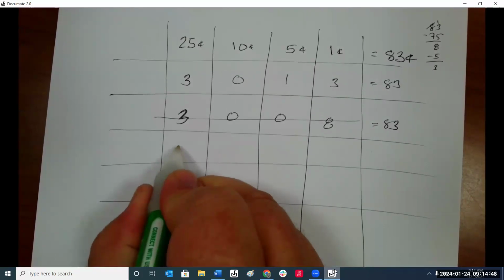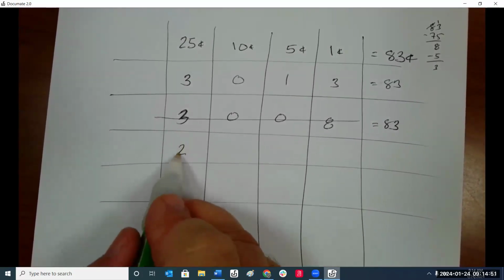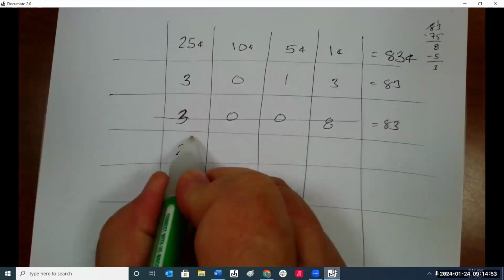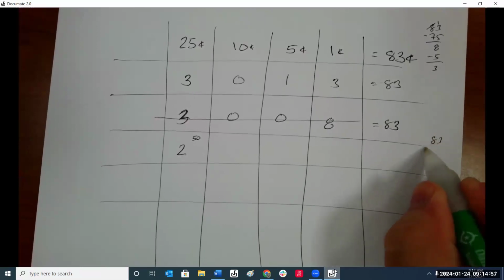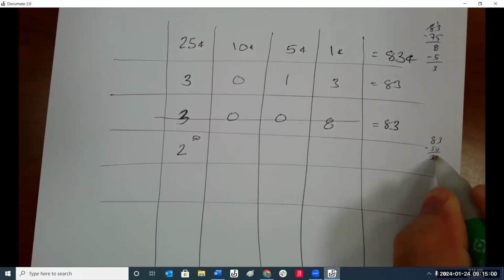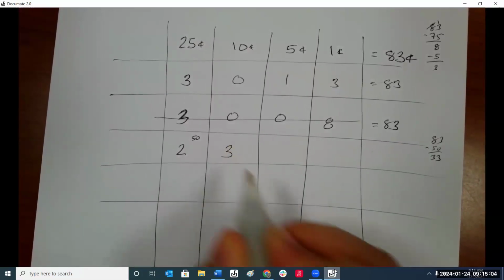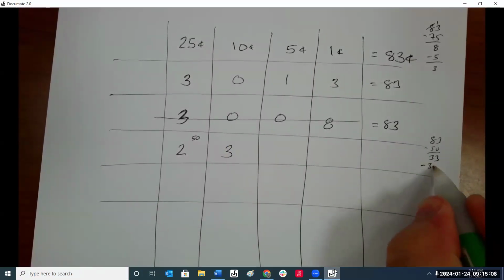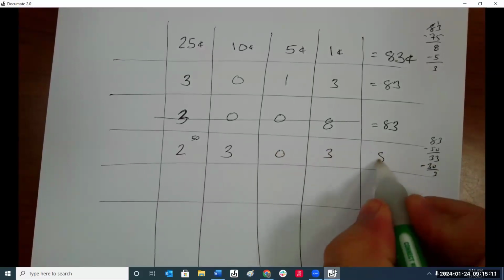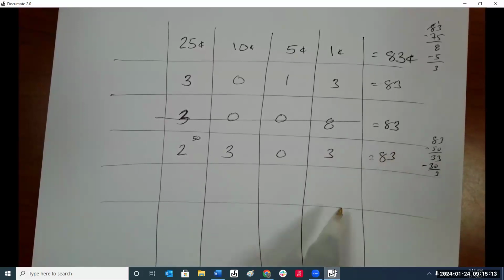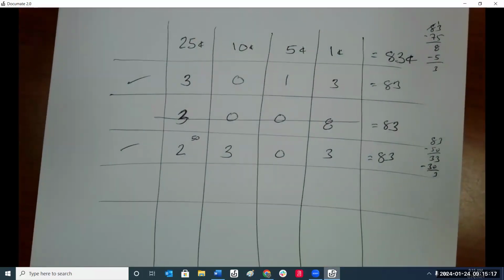Let's try another one. If I drop this one, I only have 50 cents. So I have 83 minus 50 is 33. Can I have any dimes? 3. So no nickels and 3 dimes. That equals 83 cents also. 3, 6, 8. So this one would work.